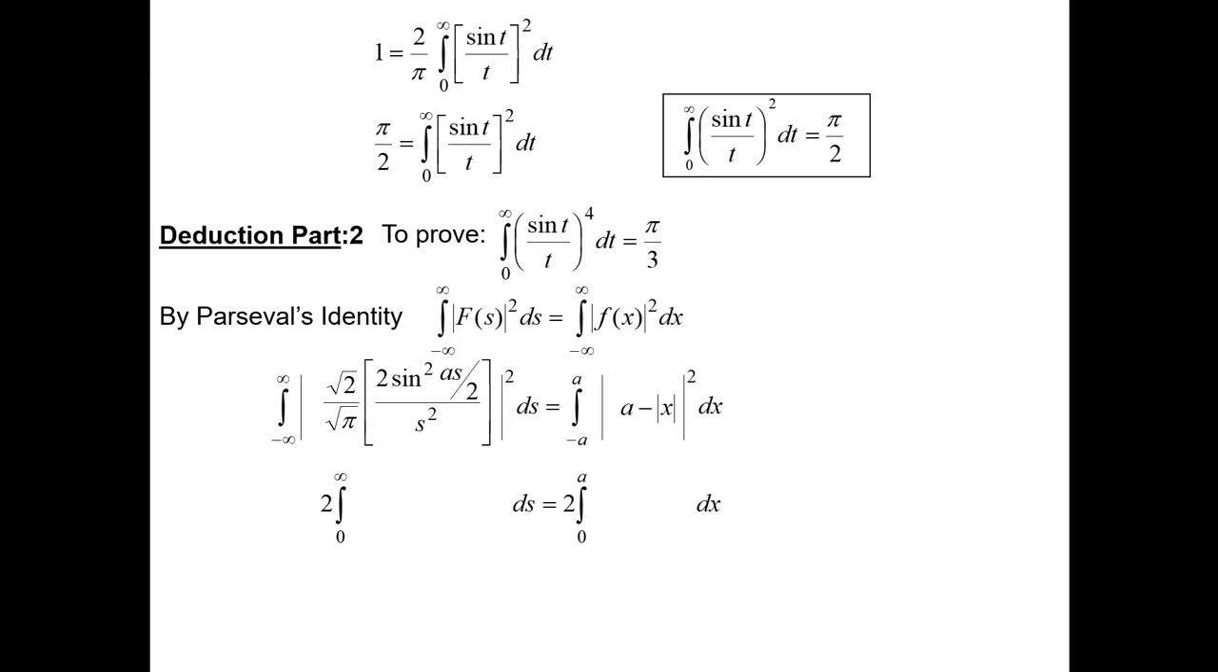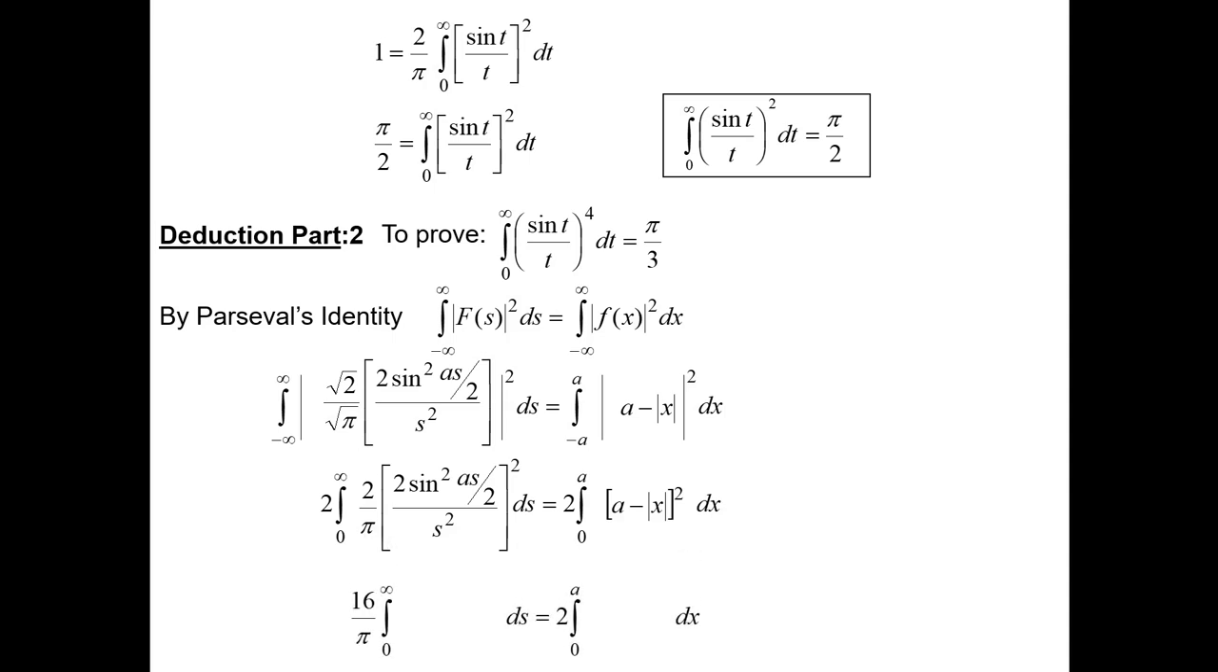so it is an even function only. So we can write it as 2 into integral over 0 to infinity, and right hand side also it is a modulus of the whole square. It is an even function, so we can write 2 into integral over 0 to a. So substitute the value: square root of 2 divided by square root of pi the whole square, the square root and square get cancelled, we get 2 divided by pi only. The remaining term 2 sine square as by 2 by s square the whole square is as it is. And the right hand side is a minus modulus of x the whole square.